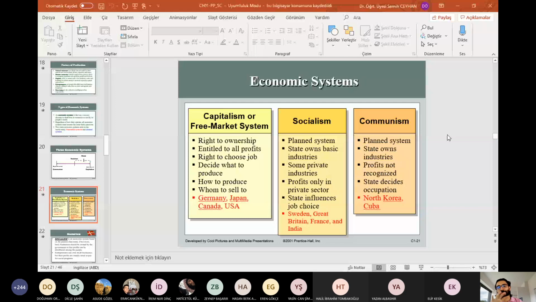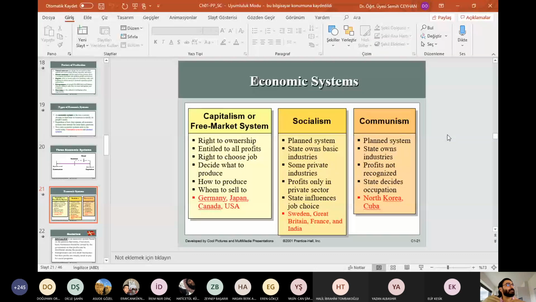And they focus on profit making. So people have a right to choose their jobs. They can move their jobs, change their jobs, they are free. They can decide what to produce, how to produce, and whom to sell. Okay? We can give the example of USA, Germany, Japan, Canada as free market systems. At the right-hand side, the communism system, they have very planned systems. State owns everything. There is no profits.